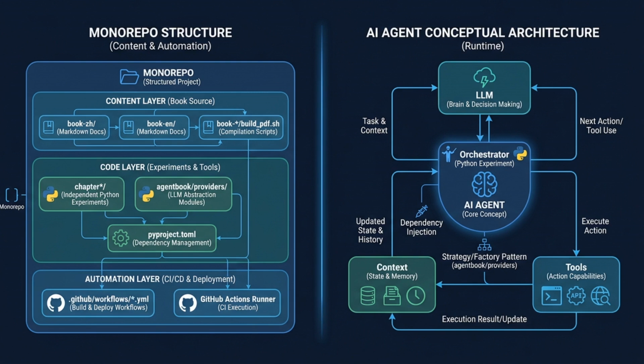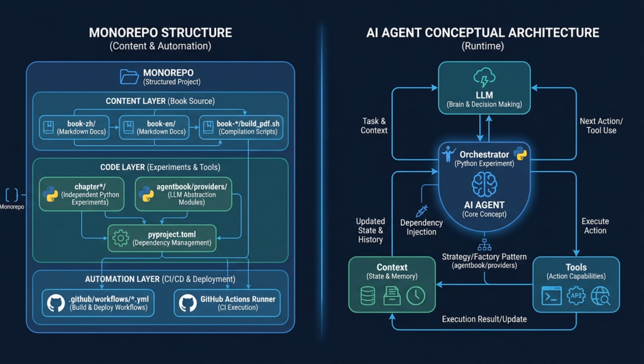The project's philosophy boils down to a simple but powerful formula. An agent equals an LLM plus context plus tools. The large language model is the brain. The context is its memory and awareness, and the tools are its hands to interact with the world.